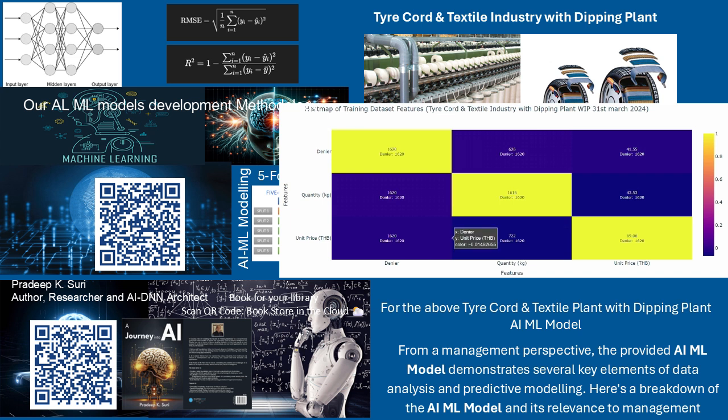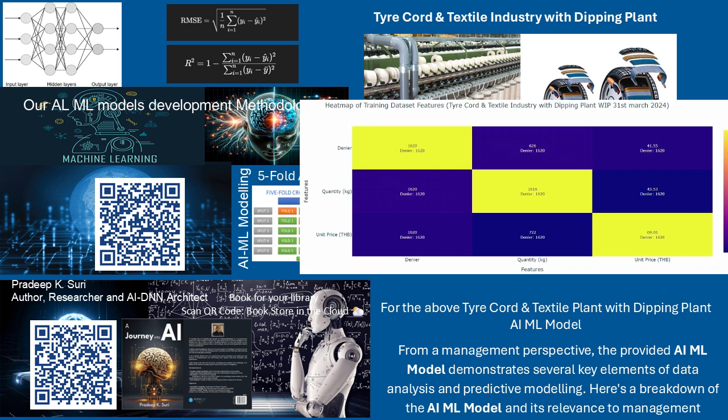Interpretation. The testing RMSE is slightly lower than the training RMSE, which suggests that the model generalizes well to new data and has not overfitted the training data. 5. Training R-squared, 1.00. The R² score on the training data is 1.00, which indicates a perfect fit for the training data.